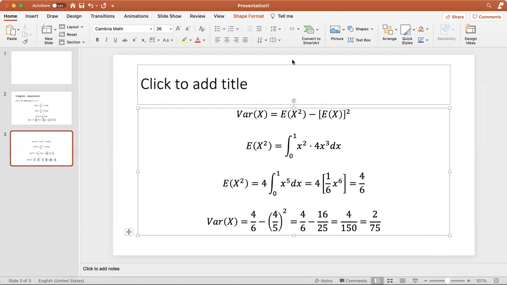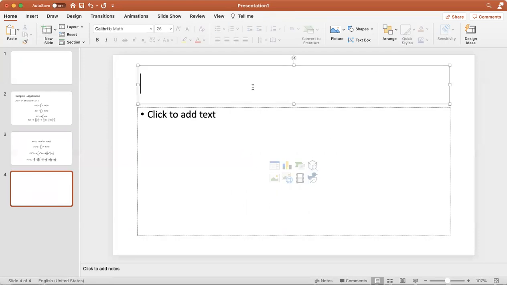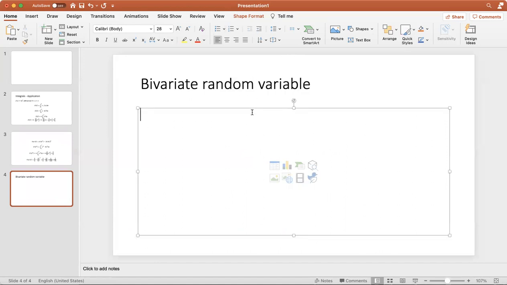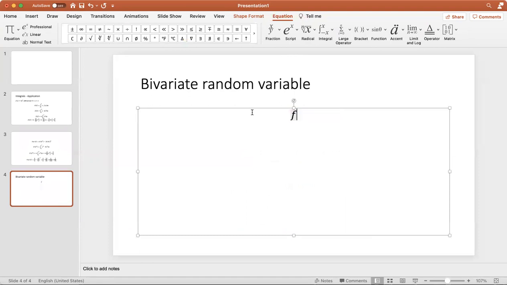Now let's try to complicate things a bit, and look at a bivariate random variable whose joint distribution function is given by lambda squared e raised to negative lambda (x plus y). Suppose you have that joint distribution function.